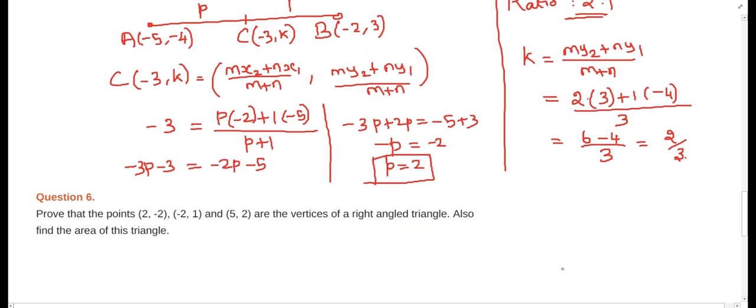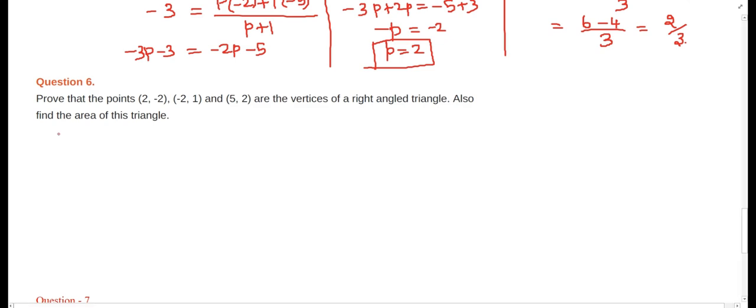Okay. The next problem, question number 6. Prove that the 3 points given are the vertices of a right angle triangle. You have to verify it. Also you need to find the area of this triangle. If it's a right angle triangle, we are using the formula area equal to half into base into height. So first we need to find the distances using the distance formula, the distance of the corresponding vertices.